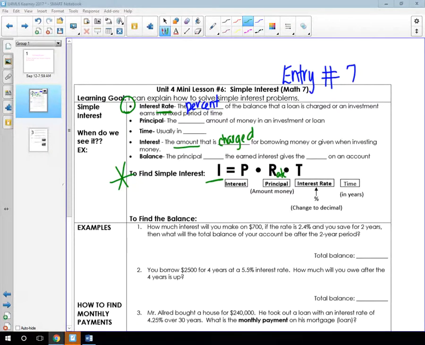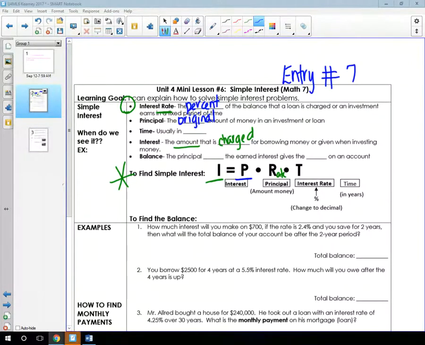Okay. So we have I equals, and then let's see this letter P. P stands for principal. And I don't mean Principal Rockland. I mean principal is the original amount of money that you either put in a savings account or the original amount of money that you borrowed. So principal is the original. Just think, it rhymes. Principal, original.